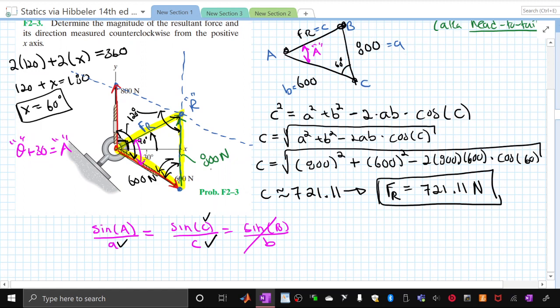It's 800 units, 800 newtons. And do we know angle A? This is what we're trying to find. So it's just basically one equation, one unknown. And this is the reason why we use the law of cosines.